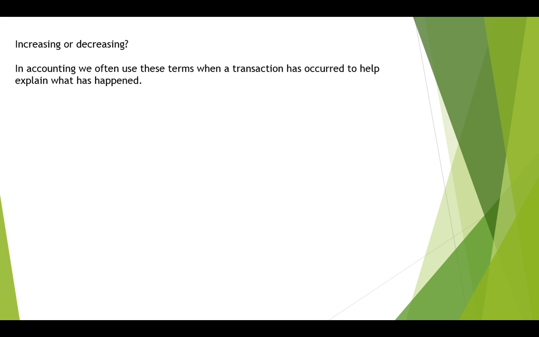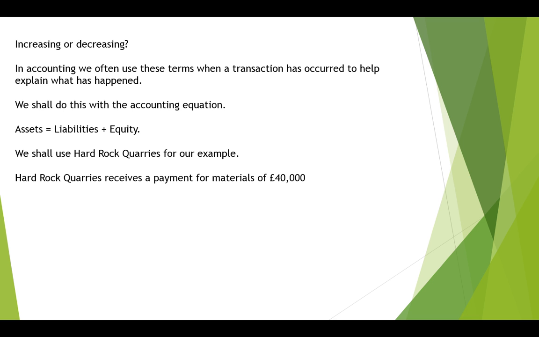What about some of the other terms we use? We often talk about increasing or decreasing assets or increasing or decreasing liabilities, and we use these terms whenever a transaction has occurred to help us try and explain what has happened. And we need to do this then with the accounting equation, assets equals liabilities plus equity. So we'll use the Hard Rock Quarries as our example.